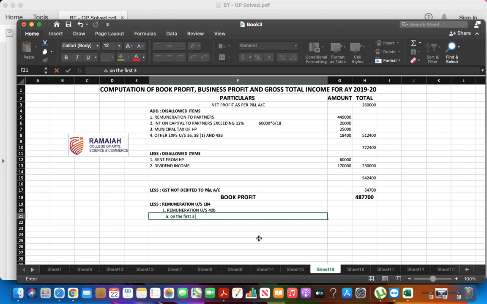On the first 3 lakhs of BP, book profit, in brackets 1,50,000 or 90% of 3 lakhs, whichever is higher. So answer will be 2 lakhs 70,000.